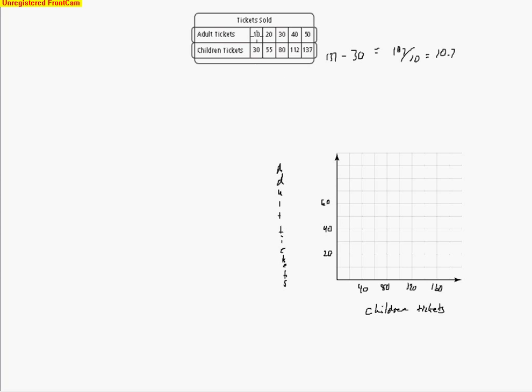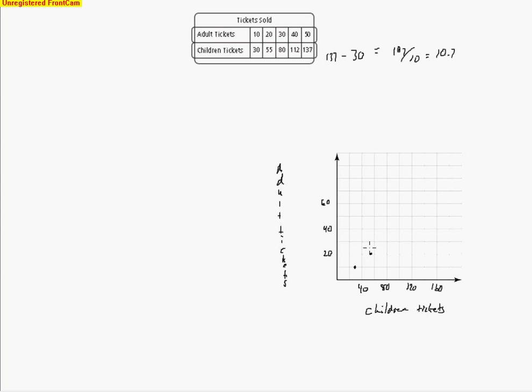So 10 tickets for adults and 30 children's tickets. So this would be 20 at this point, so 30 would be right in the center, and I have to go up to 10. So 10 is going to be right there. And then I have 55, so this is 60 here. So 50 is going to be right in the center, but then halfway in between would be about right here, and I have to go up to 20. So it's going to be about right there.